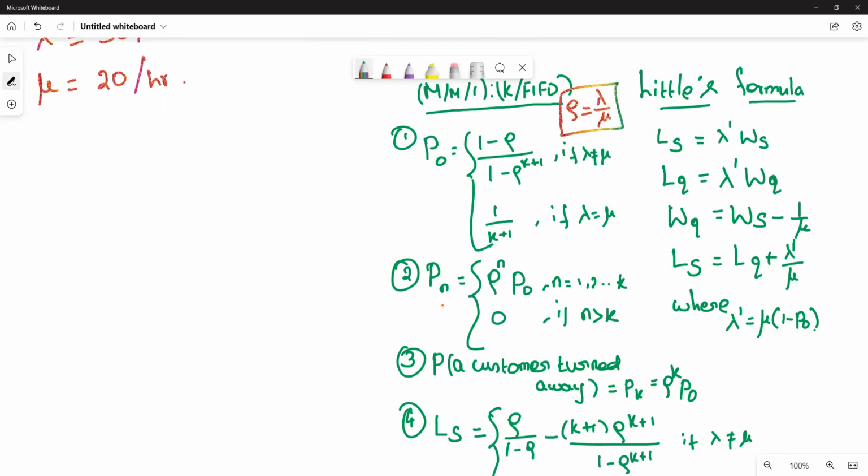Pn denotes the probability that there are n customers in the system. It is given by the formula rho to the power n times P naught. Rho denotes lambda by mu, and P naught you can calculate by using the previous formula.